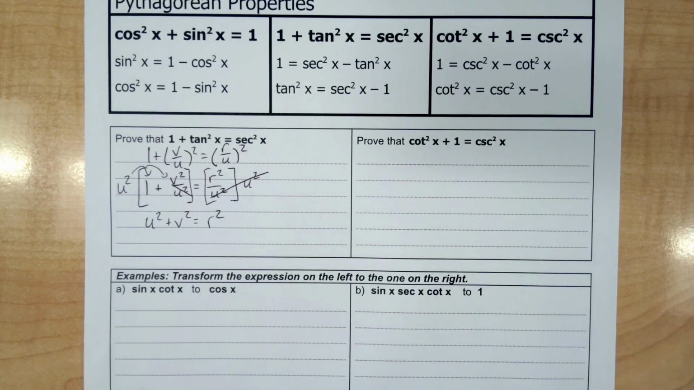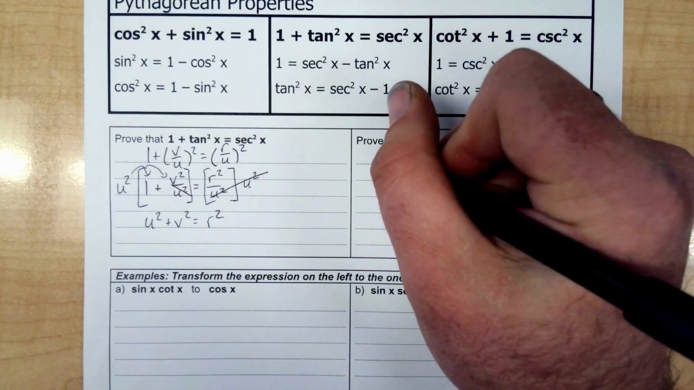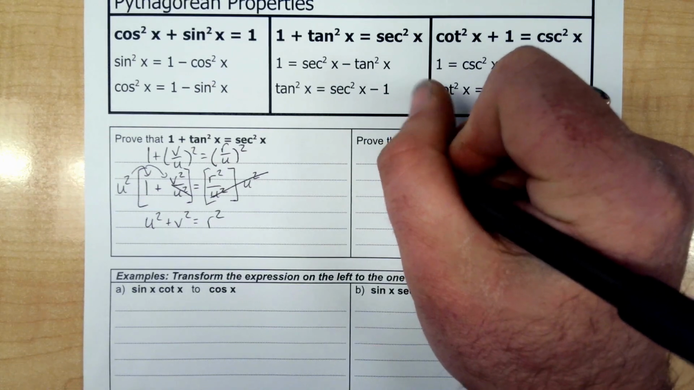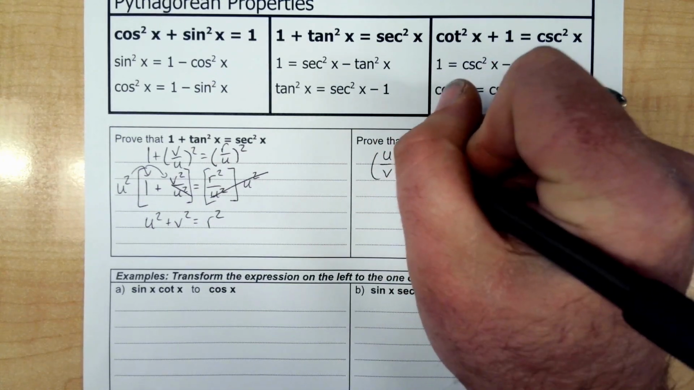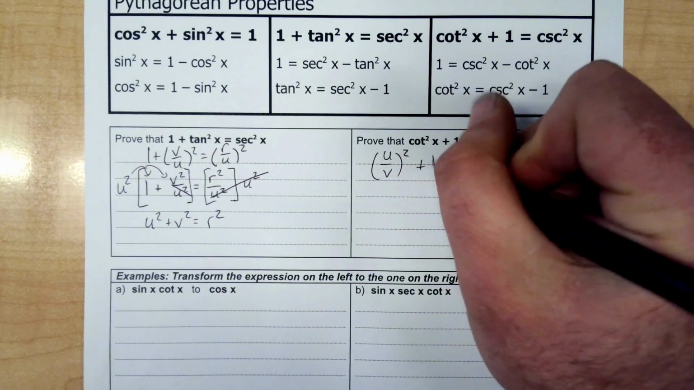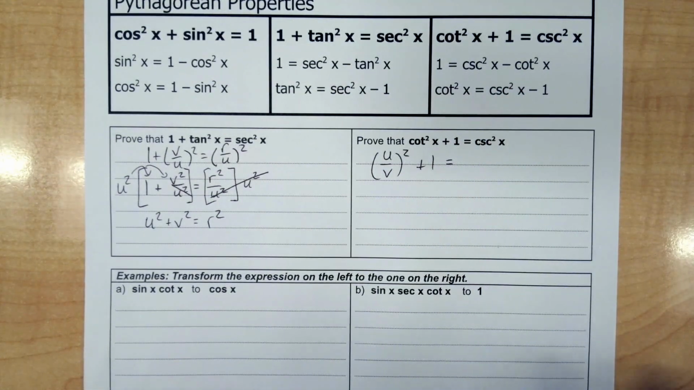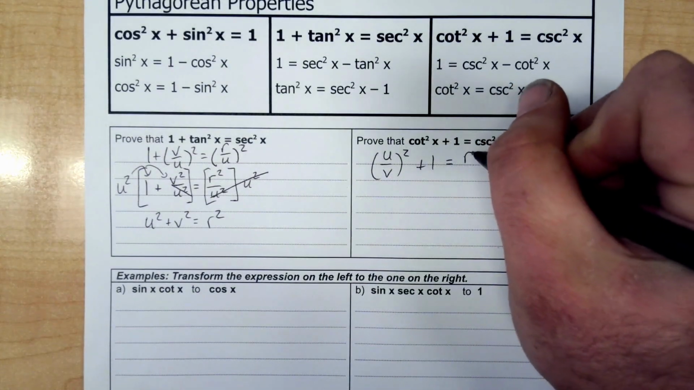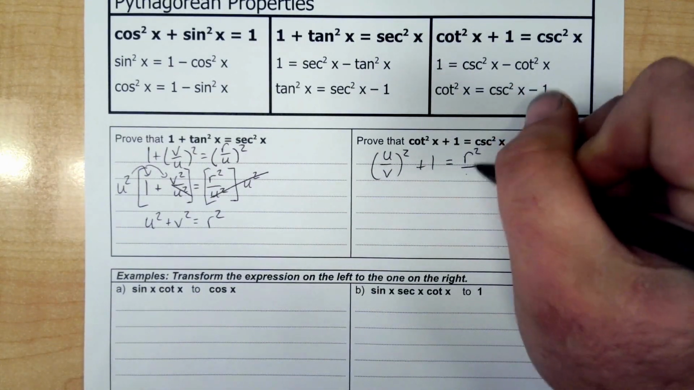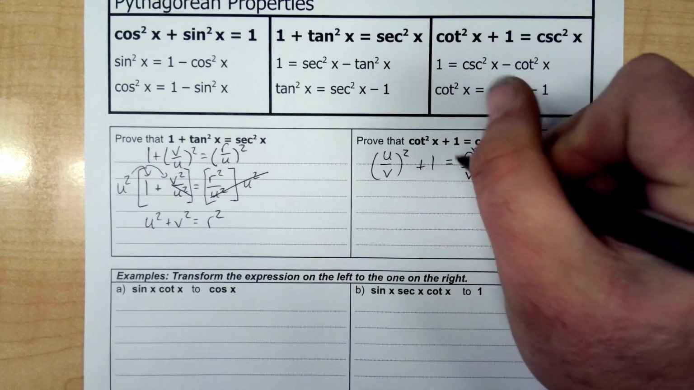Same thing with the cotangent squared plus 1 equals cosecant squared. Again, cotangent is the reciprocal of tangent, so it's adjacent over opposite. So the cotangent is actually u over v, squared, plus 1 should equal the cosecant squared, which is hypotenuse over opposite, r over v, squared.